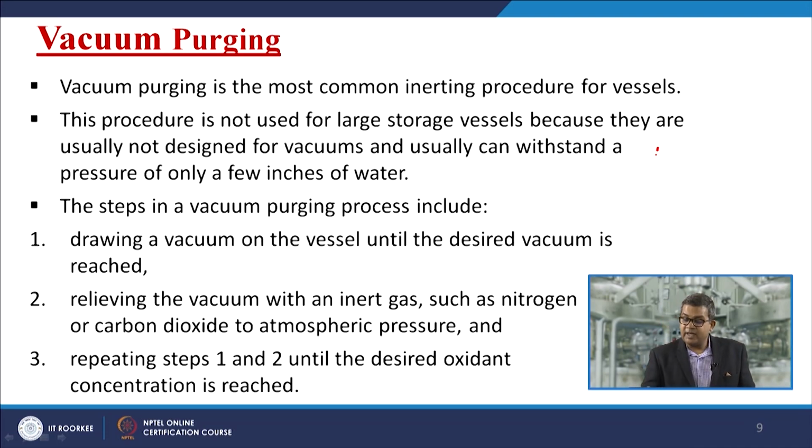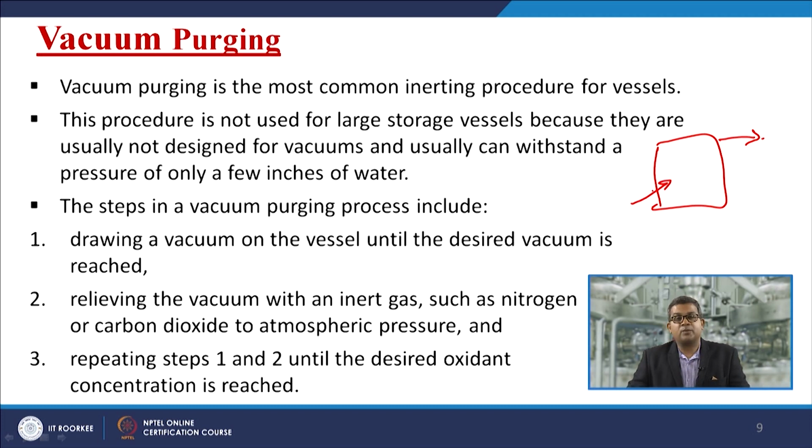So, first, suppose you have the vessel, you need to draw the vacuum, and once it is achieved, then because of the pressure difference, you can easily introduce the inert gas inside. And if the target is not reached, then again you need to repeat the vacuum on this vessel, and then again introduce the inert gas accordingly until you achieve the minimum oxygen concentration.